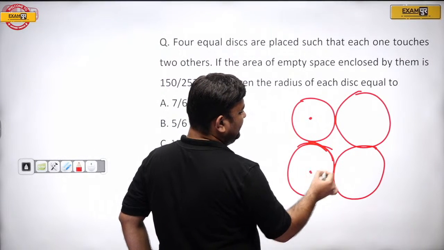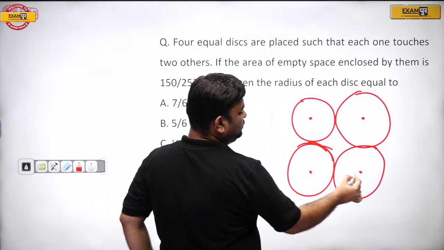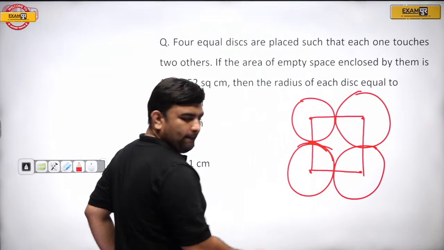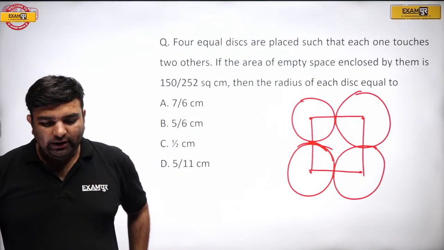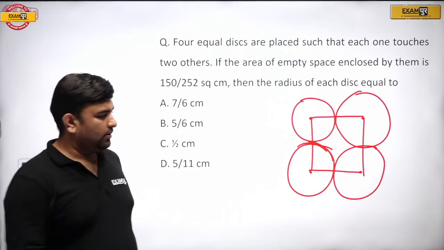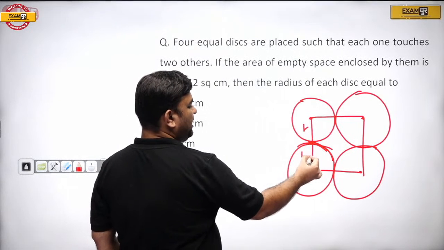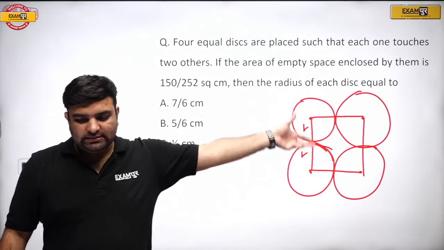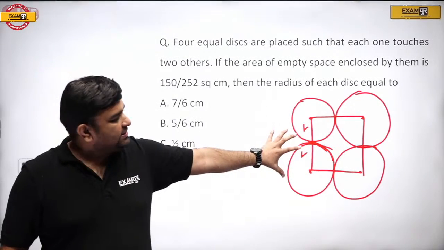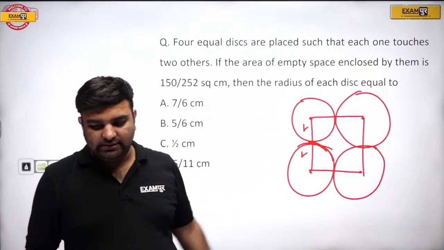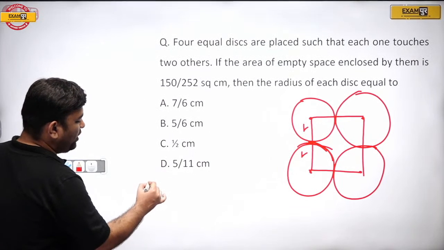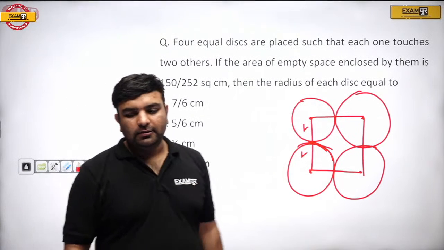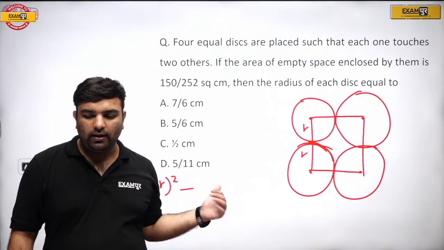If you join their centers, it's a square. This is R, this is R. So this is a square of 2R side. What is the area of a square? It's (2R) whole square.